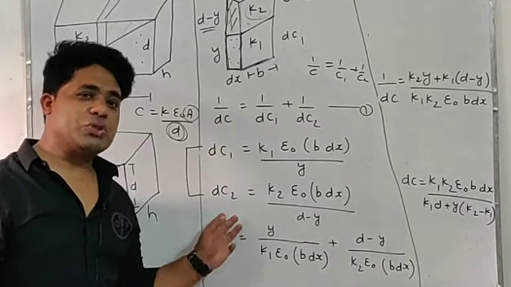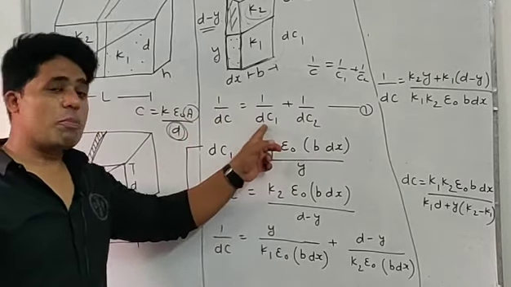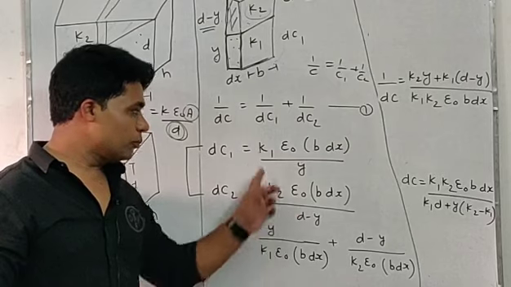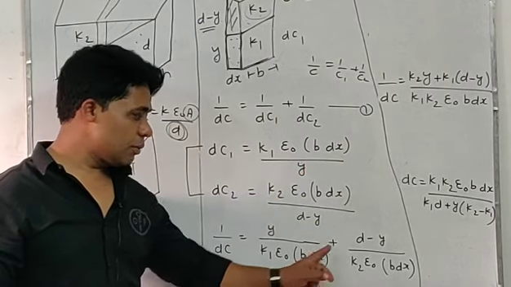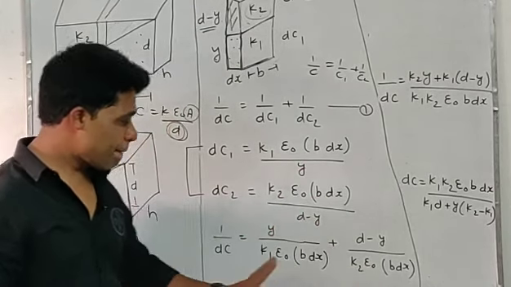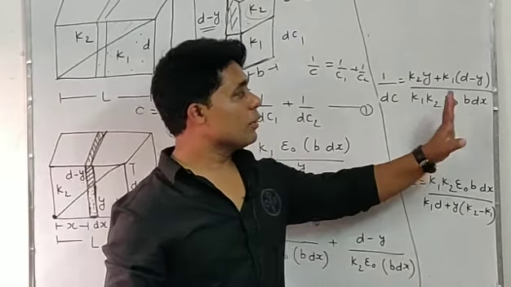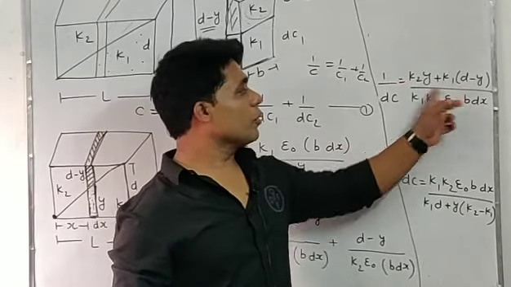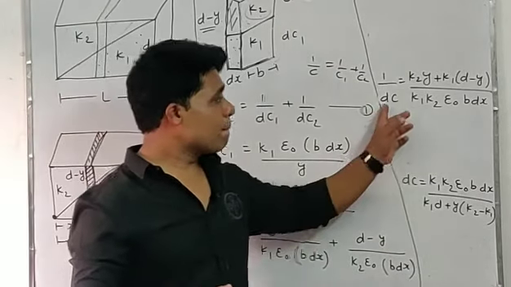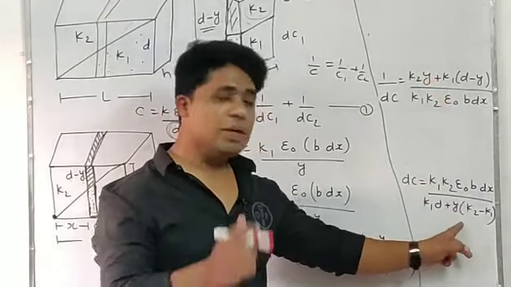After getting dC1 and dC2, we'll put both values in equation number one. When we put dC here, the term will change; it will be reciprocal. 1 upon dC equals y upon K1 epsilon naught b dx plus d minus y upon K2 epsilon naught b dx. We'll take the LCM: K1 K2 epsilon naught b dx is the LCM, and this will be the remaining term. This is 1 upon dC. We require dC, so take the reciprocal on both sides. dC becomes K1 K2 epsilon naught b dx upwards, and that term comes downwards.